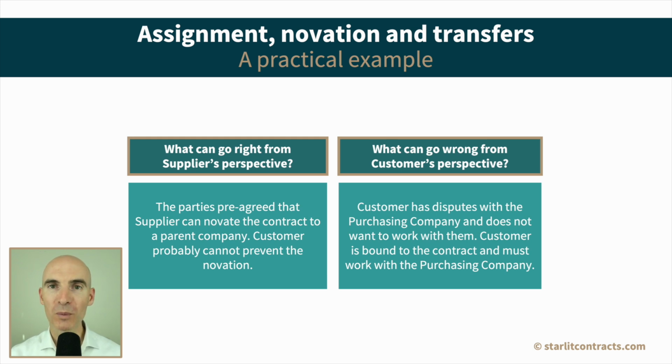And what could go wrong from the perspective of the customer? Well, there's potentially a few things. It might be that the purchasing company does not have a good reputation in the market, at least in comparison to the supplier. So the customer might be concerned that this purchasing company just won't do as good a job as the original supplier. It might also be that the purchasing company does not have a credit rating which is equivalent to the supplier, so the customer might be concerned that when they enter into this long-term contract, that the purchasing company might not be able to perform their full obligations over the full duration of that contract.